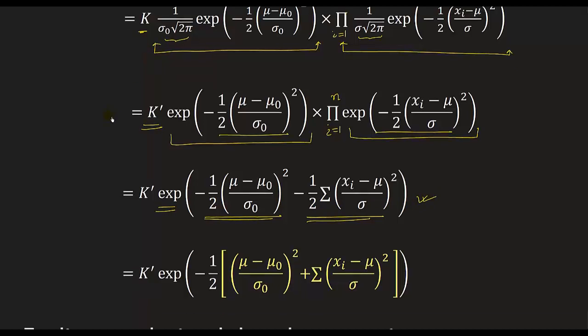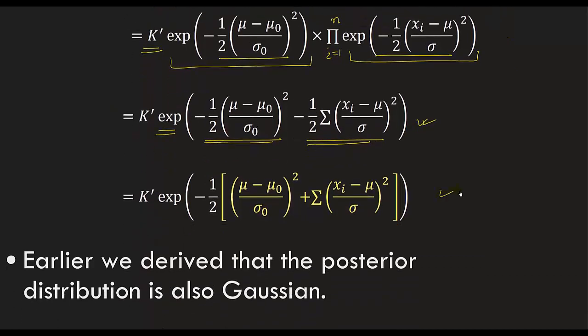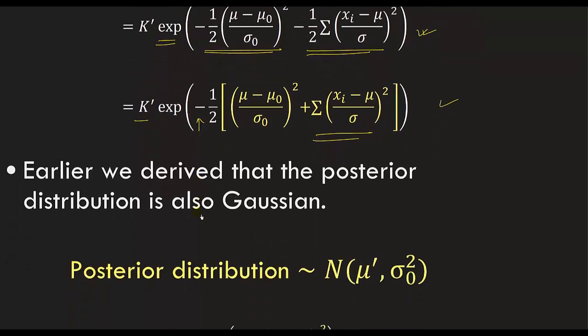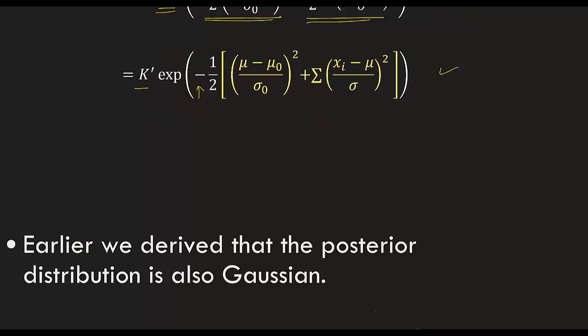So the same thing can also be written like this, that is k dash. If I take minus half common, then this will become (mu minus mu naught) divided by sigma naught, raised to the power 2, and here I will have a plus sign because I have already taken the minus sign in the beginning. So this is the expression for the posterior distribution of mu.